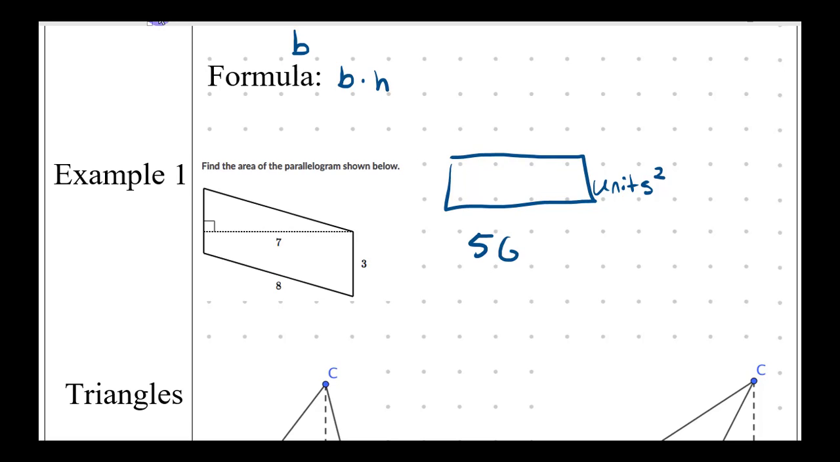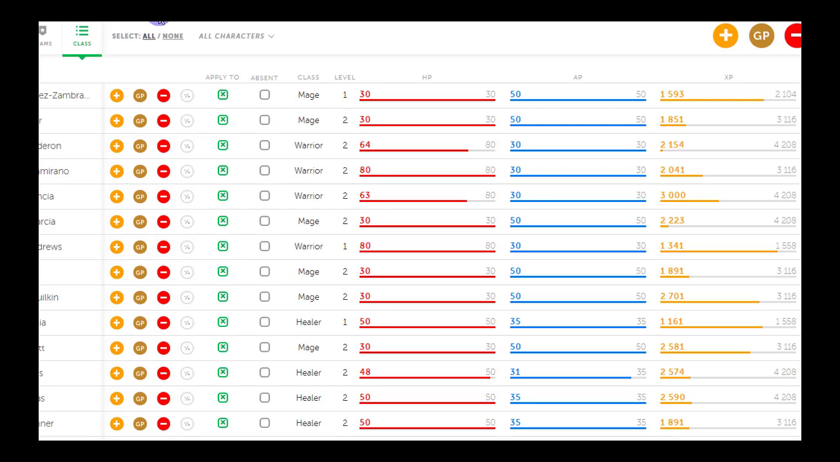56. How'd you get 56? 7 times 8. Base times height, right? All right, thumbs up, thumbs down. Agree with 56. I think we don't know enough about these to even have a thumbs up or a thumbs down. Sadly, 56 is incorrect, but you still get your XP.